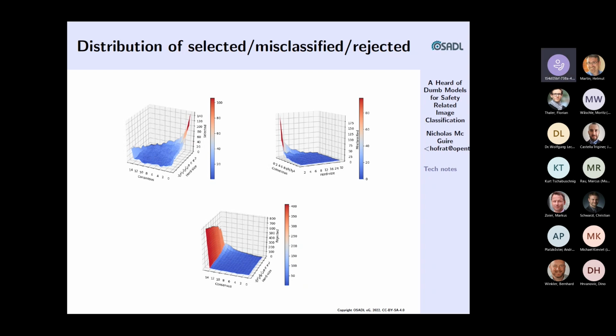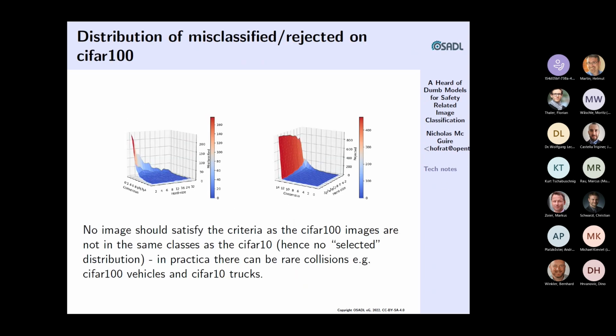Now let's look at out of distribution input. Next one, distribution of misclassified rejected. Yes. So we took a second data set, the CIFAR-100, and then looked at, ideally, if all of them are out of distribution or none of the classes match, you would see everything is rejected. And if you look at the left plot, you can see that it is basically rejecting almost everything.